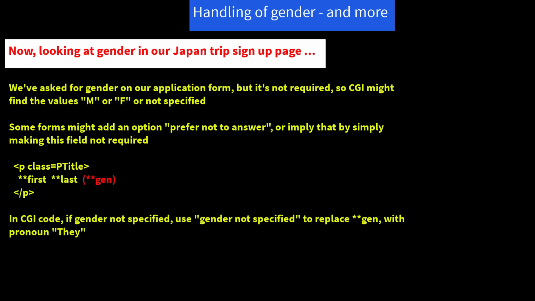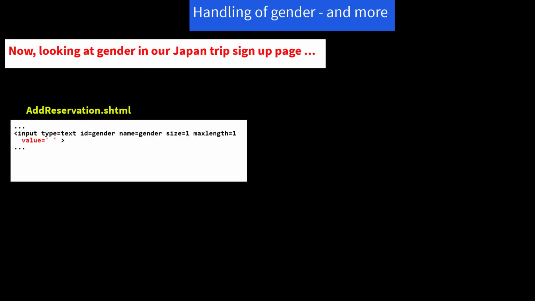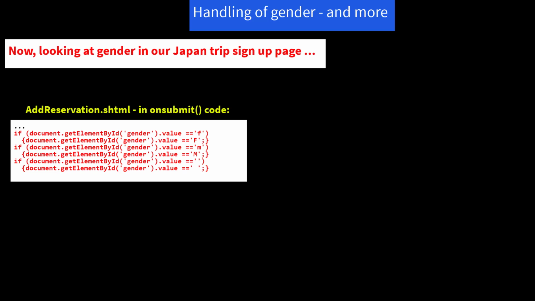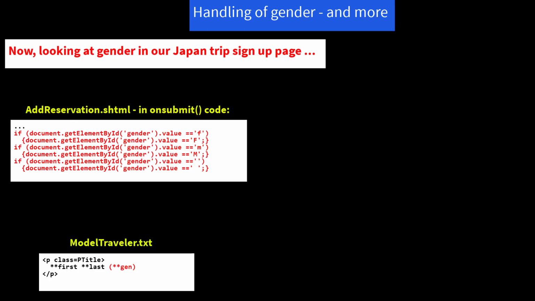Turns out this is not so simple to do right, so here's the pieces I had to put together. In the application form, I set the default value for gender as space, quote, space, quote. In the onSubmit routines, I uppercased the gender value. So if they provided a lowercase f, I made it an uppercase F, and same for M. And if they had nothing specified, I made sure it was a space. Then in modeltraveler.txt, I added an additional replacement indicator, as I mentioned a moment ago.